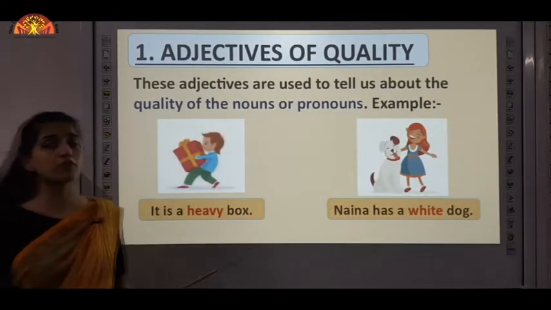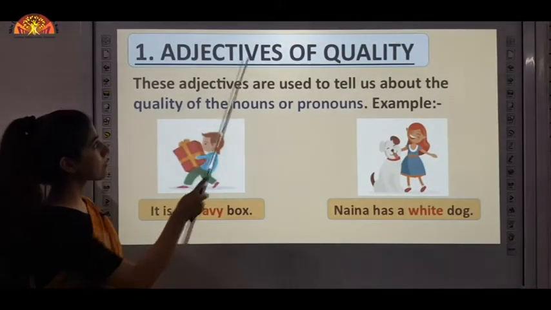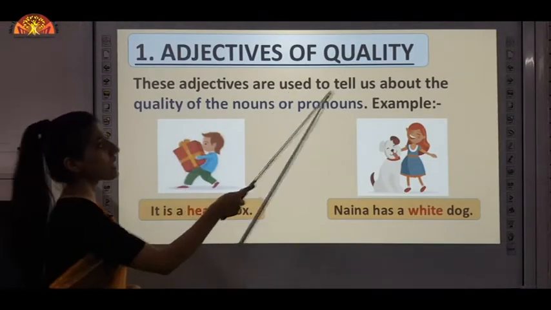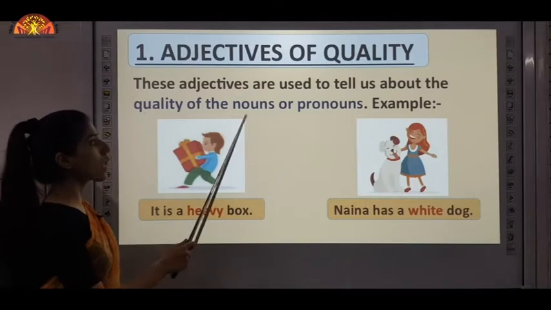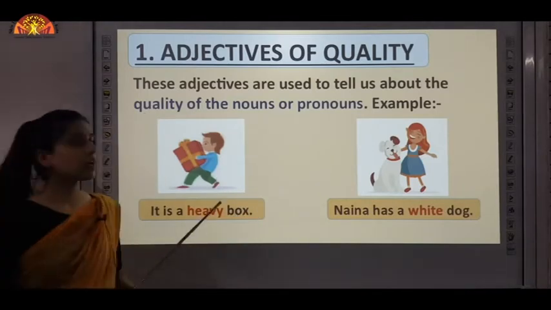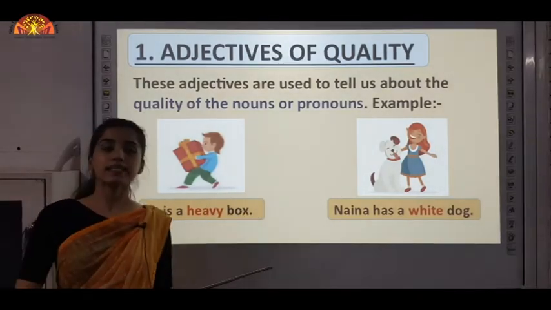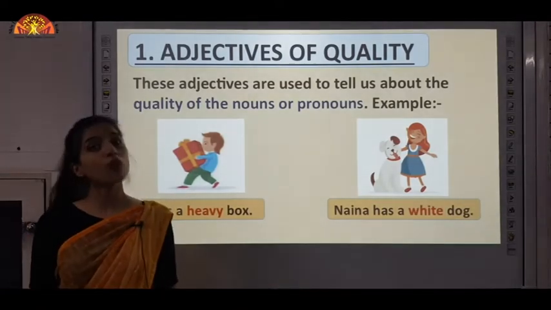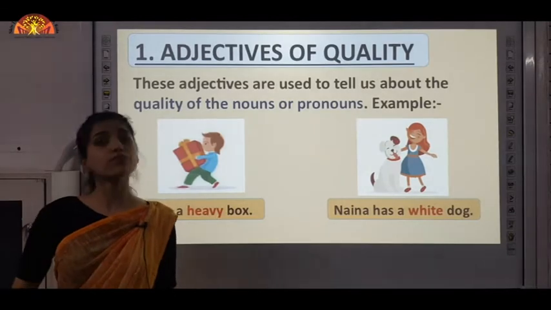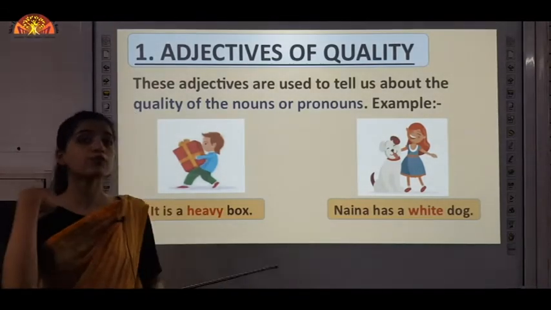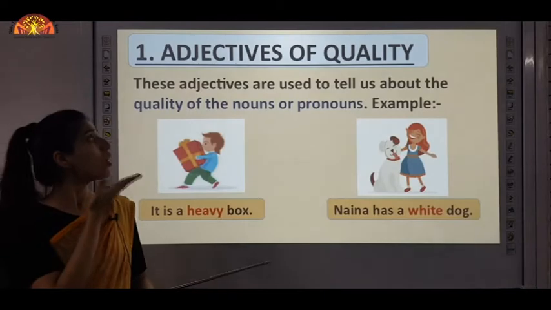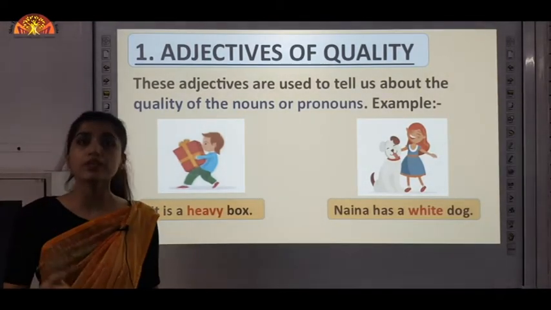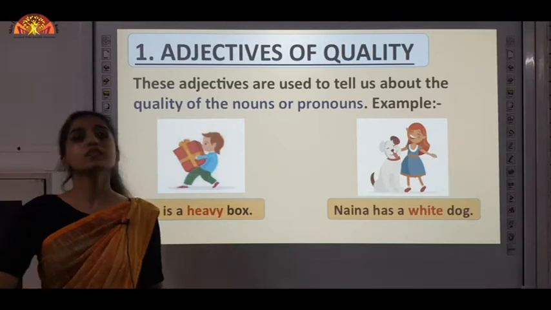So the first type of adjective is adjectives of quality. These adjectives are used to tell us about the quality of the nouns or pronouns. So in simple words I can say they qualify, they tell us what type of noun it is or what kind of noun it is. So if you have to identify this type of adjective in a sentence, what you have to do is question it with what kind or what type.